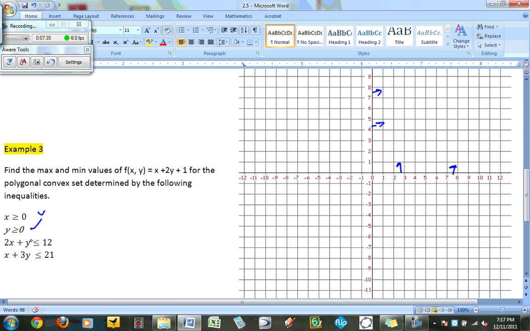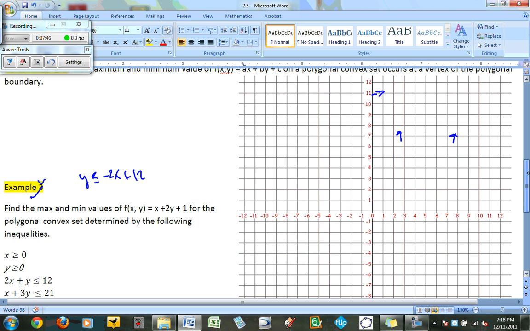Let's go ahead and graph this guy here. I have y less than or equal to negative 2x plus 12. And of course, 12 is off my grid. So here we go.